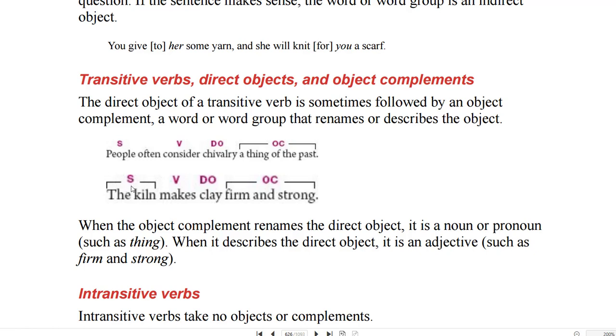The kiln, subject, makes is the verb, clay firm. Clay is the direct object, firm and strong. So object complement means that this is the complement that complements the direct object. In other words, it describes the direct object, or it's the word group that follows or renames the direct object. So that becomes the object complement. When the object complement renames the direct object, it is a pronoun or noun such as thing, and when it describes a direct object, it is an adjective such as firm and strong.